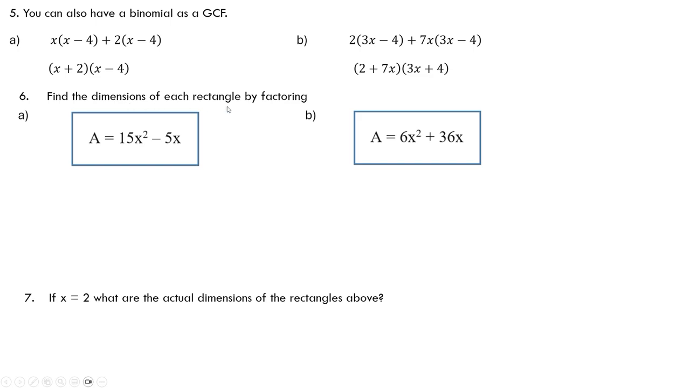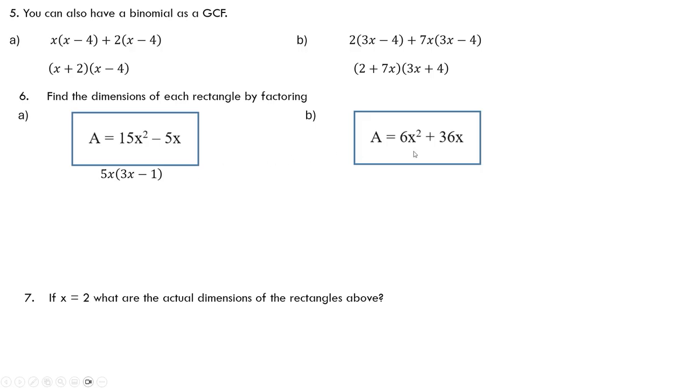Find the dimensions of each rectangle by factoring. Our common factor here is 5x. If we want to know the dimensions, we're looking for something times something, length times width. So by factoring this by our common factor, we get 5x times 3x minus 1. This becomes our length. This is our width.